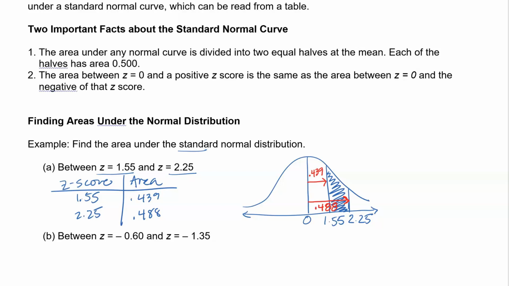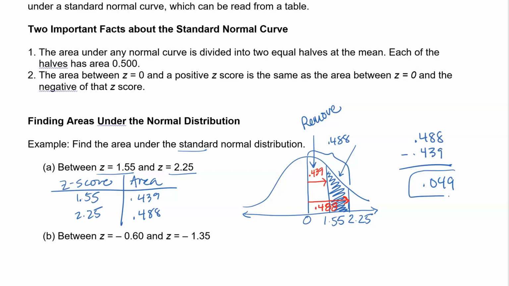So if I know that this entire area here is 0.488 and I want this blue section, then I can just remove the section that I don't want. Okay, so I'm going to take 0.488, which is the area of this whole chunk, and subtract 0.439, and that's going to give me the shaded area in blue here. So if I subtract those, I get 0.049, and that gives me the area of the section that I want. If you were asked for a percentage, you could find it by moving the decimal 2 spots over and get 4.9%.